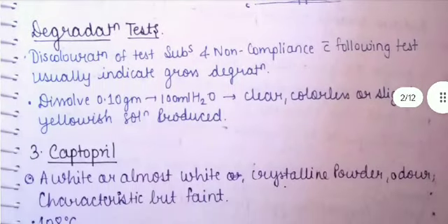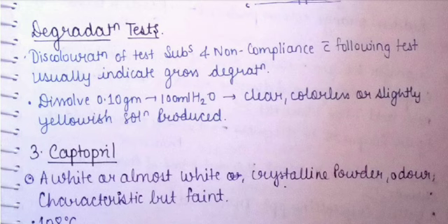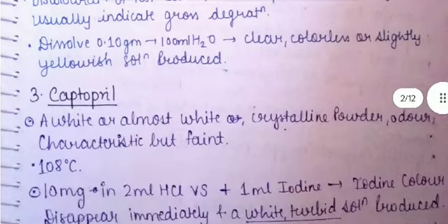Degradation test: discoloration of the test substance and non-compliance with the following test usually indicate gross degradation. Dissolve 0.10 gram in 100 ml water. It shows a clear, colorless or slightly yellowish solution is produced.